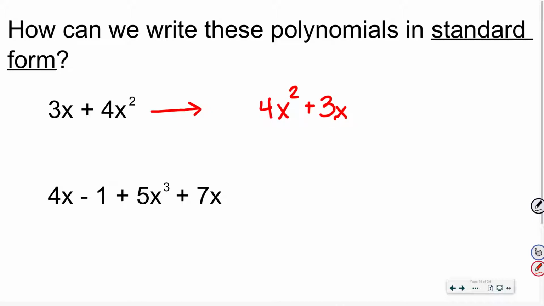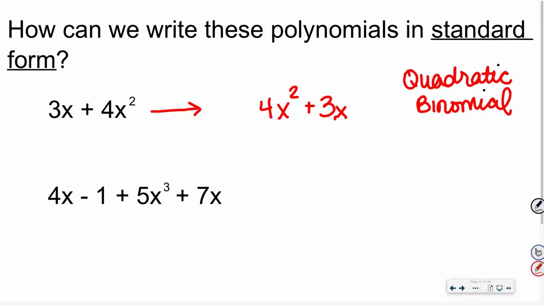Could I name that? Binomial. It is a binomial because there's 2 terms. What kind of binomial is it? Quadratic. Good. Again, you don't have to know this right now, but some of it might start to become more and more familiar. That is a quadratic binomial. It's 2 terms, and the larger one has an exponent of 2. Perfect.